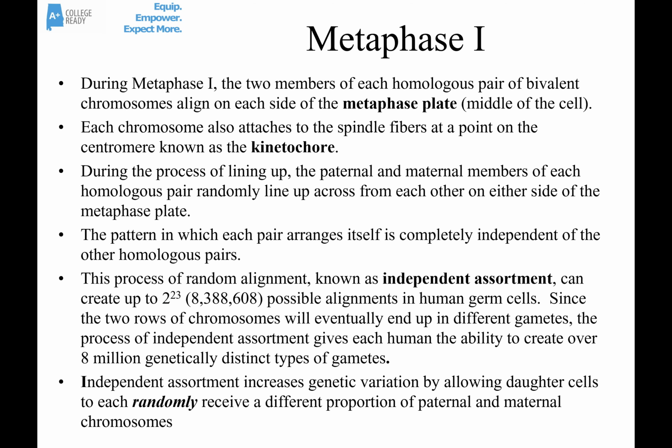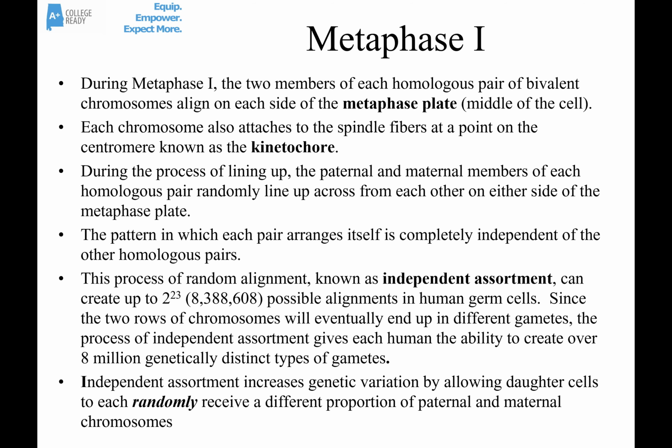Metaphase 1 happens next. During metaphase 1, the two members of each homologous pair, again, the chromosomes at this point are going to be bivalent, align across from each other along the metaphase plate, the middle of the cell. Each chromosome attaches to spindle fibers at a point on the centromere called the kinetochore. During the process of lining up, the paternal and the maternal members of each pair randomly line up across from their partner. The pattern in which each pair arranges itself is completely independent of the other homologous pairs.